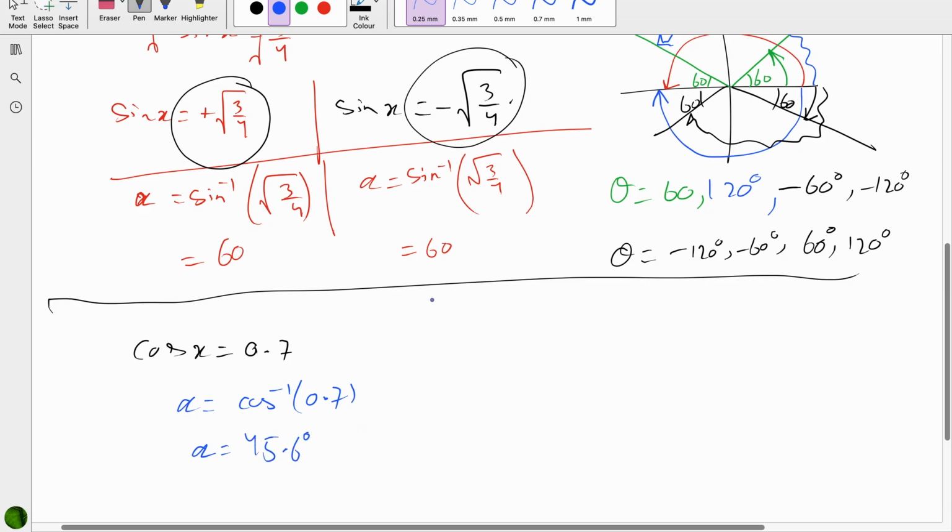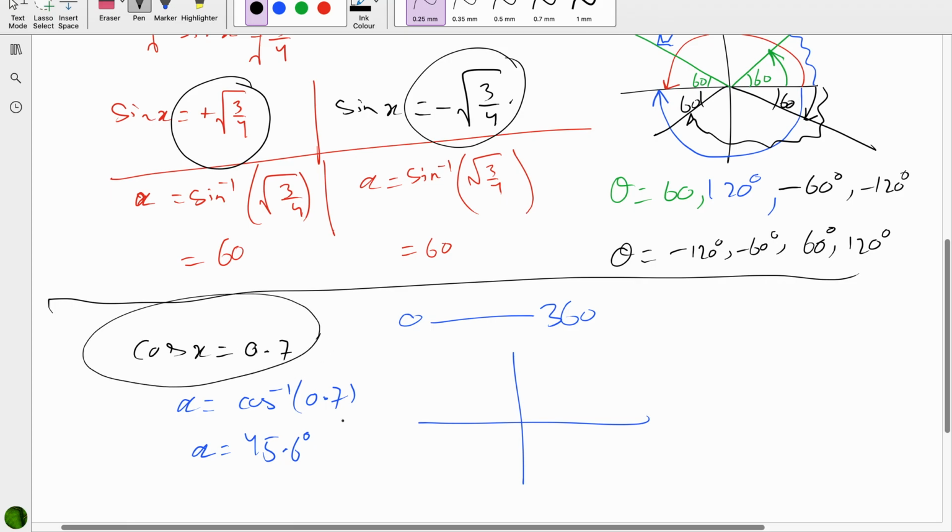Now we know the basic angle. Suppose our domain was 0 to 360. So we'll draw our x and y axis. Then we know that cos x was basically equal to a positive number, that is 0.7. It is a positive number, and we know that cos is positive in first and last. How do we know that? Add sugar to coffee. So it is positive in first quadrant and last quadrant. So these are the two angles we will be answering for.